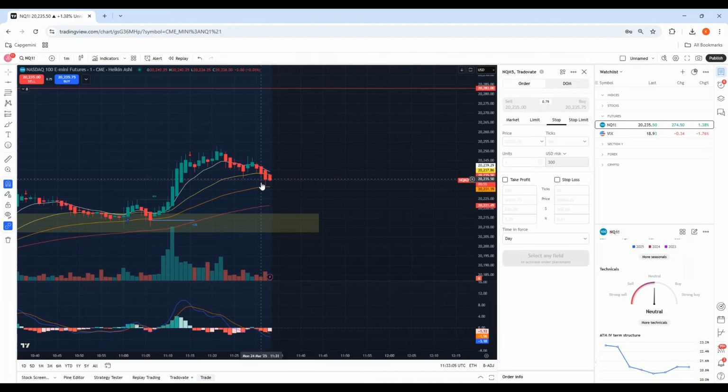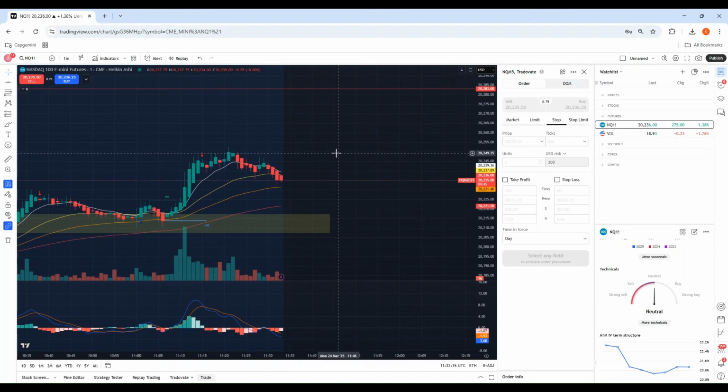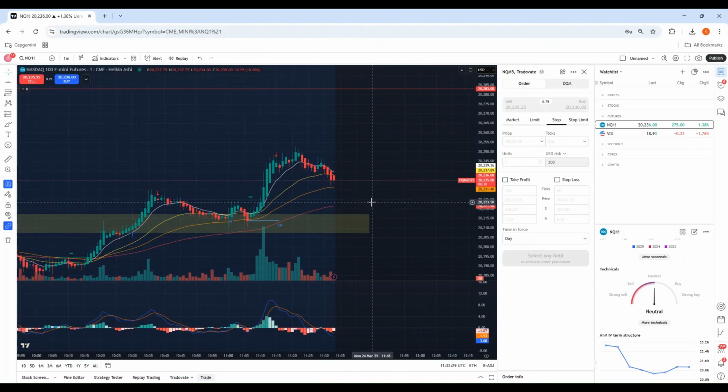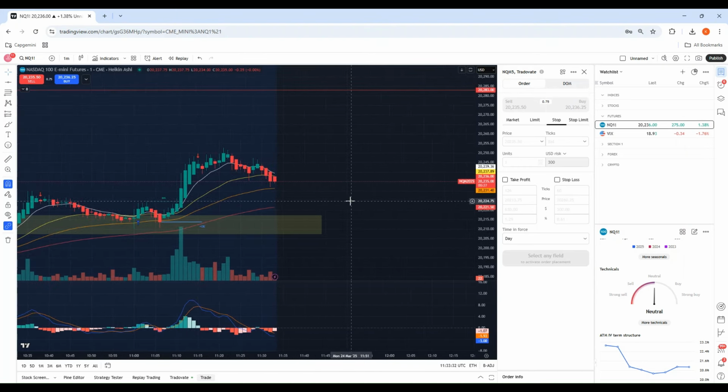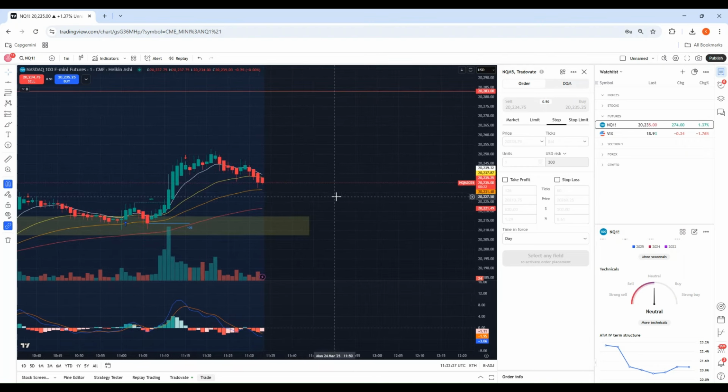Nice pullback, I mean. So potentially our pullback back here was below the 50 EMA. So we're probably going to do the same thing up here. It's usually how markets work until there is a reversal. So we'll see now where this stops.